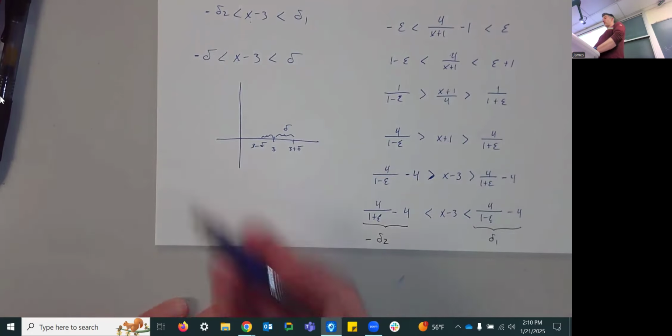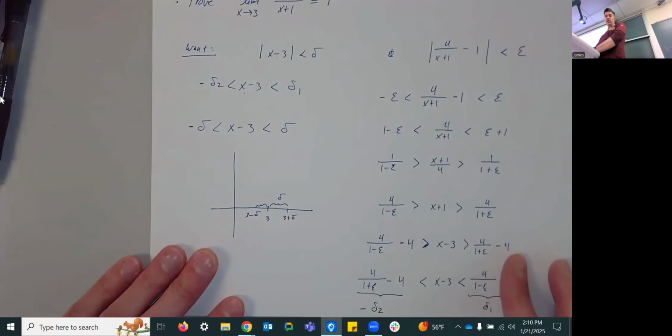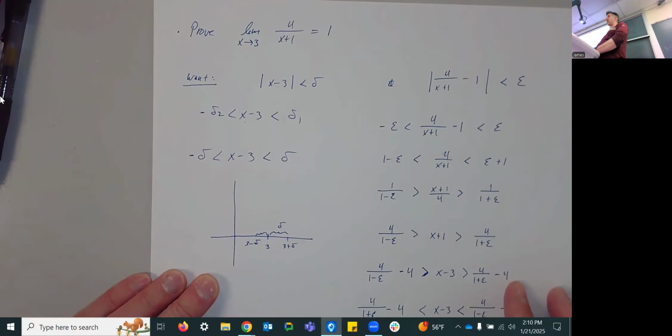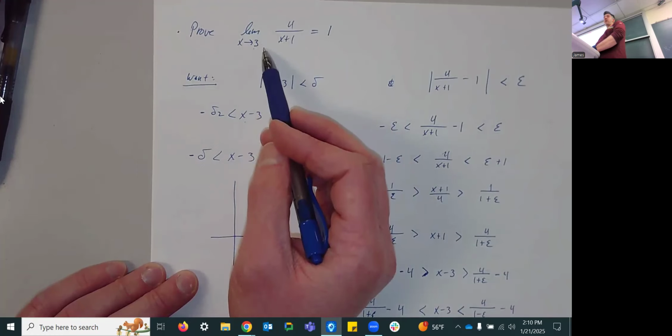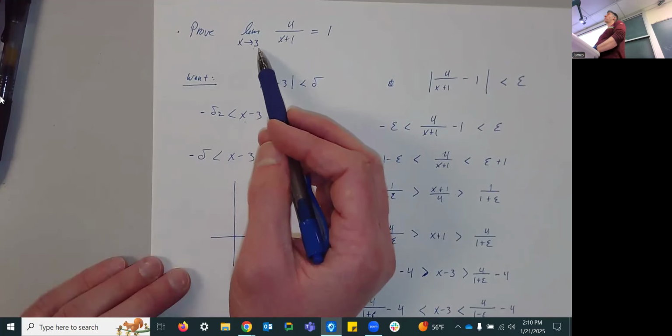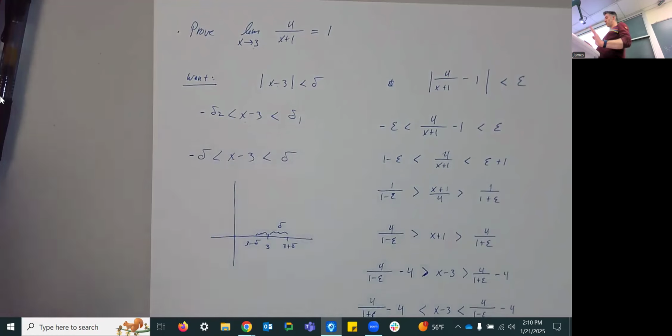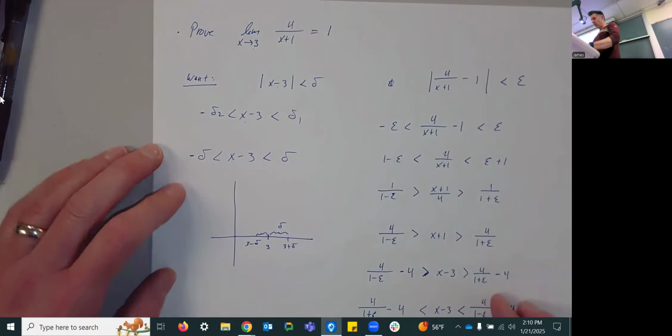Really, the problem is the vertical asymptote with this function. 4 over x plus 1 has a vertical asymptote at x equal to negative 1. And so if we get too far away from what x is approaching, like we get 4 away from it, then it's going to be problematic. So we should be careful and make sure we pick epsilons that are not too terrible.